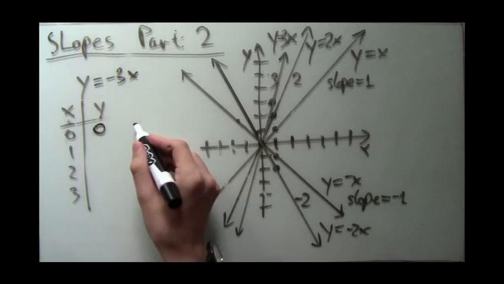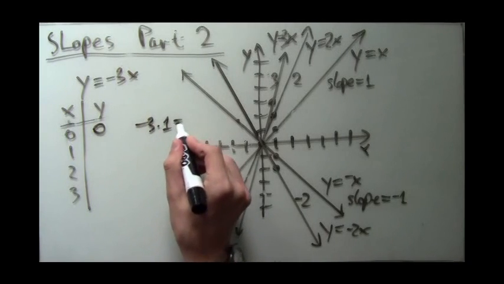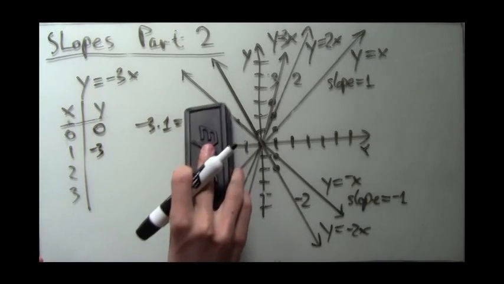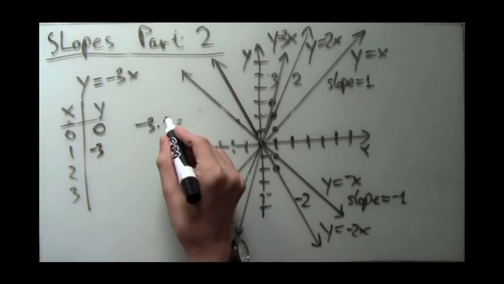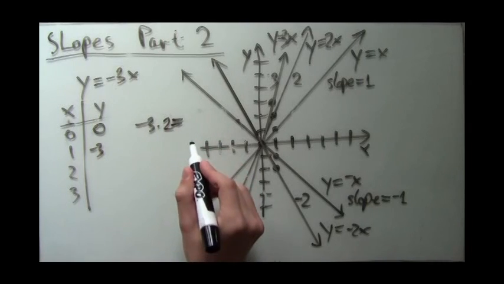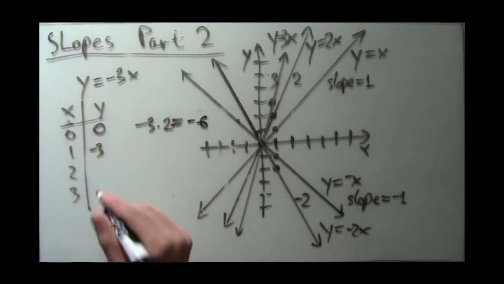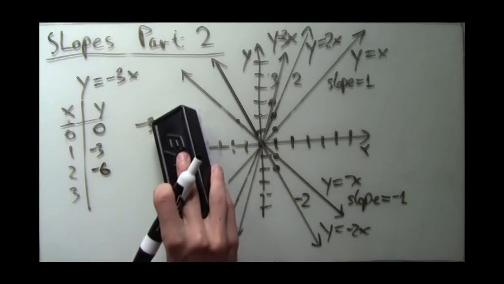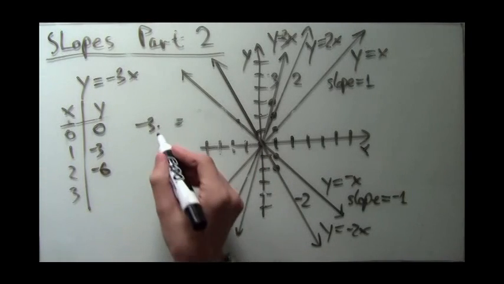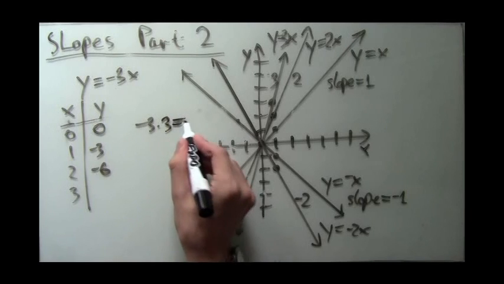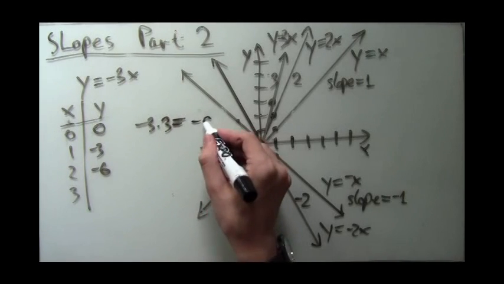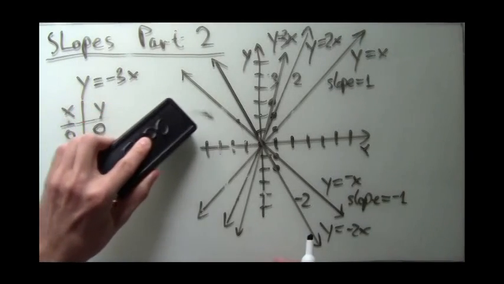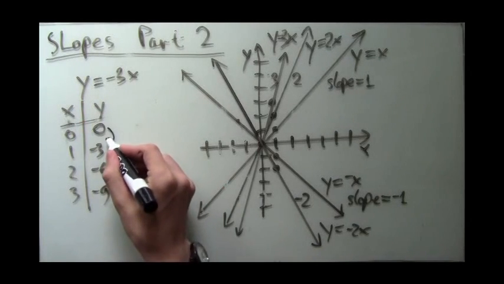Negative 3 times 0 is 0. Negative 3 times 1 is negative 3. Negative 3 times 2 is negative 6. And negative 3 times 3 is negative 9. So we only need 2 points to make our graph as before.